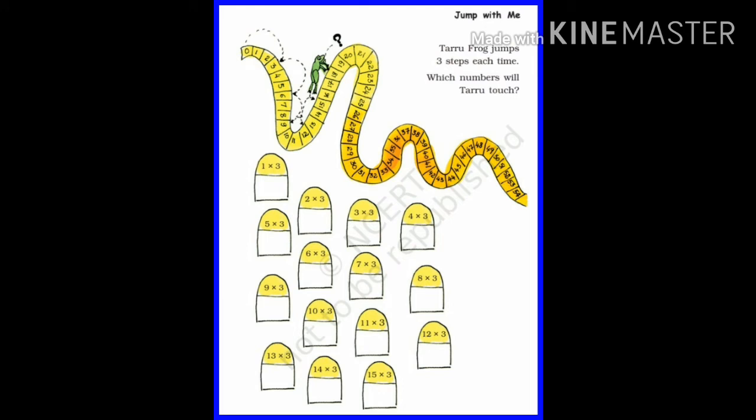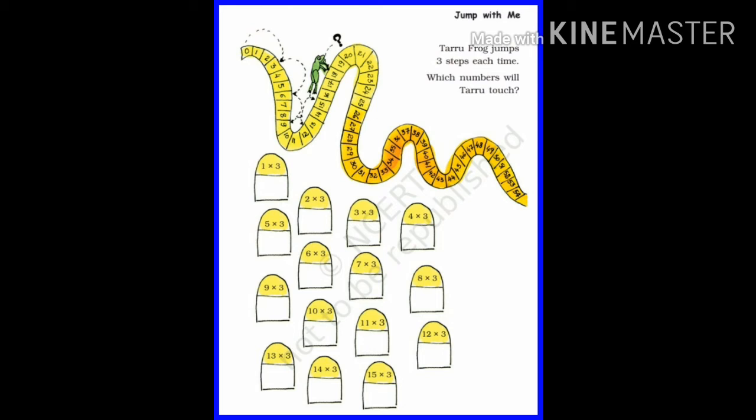The topic is Jump with Me. Taru frog jumps 3 steps each time. Which numbers will Taru touch? Children, here a number line has been given starting from number 0 till number 54. A frog whose name is Taru is jumping 3 steps each time.